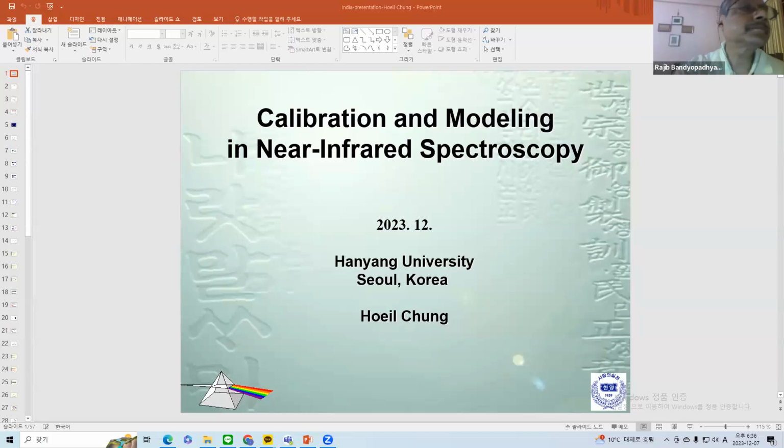Professor Tsuchikawa, who is the main person in Asian NIR Consortium. Professor Chung is also a supporter of us in the sense that he supported us in organizing the conference, for the first time in India. Professor Chung is now the Secretary General of this Asian NIR Consortium, and he is a professor at Hanyang University. He has very rich experience in research in the field of NIR spectroscopy, chemometrics, and other issues. So we have requested him, and he agreed.